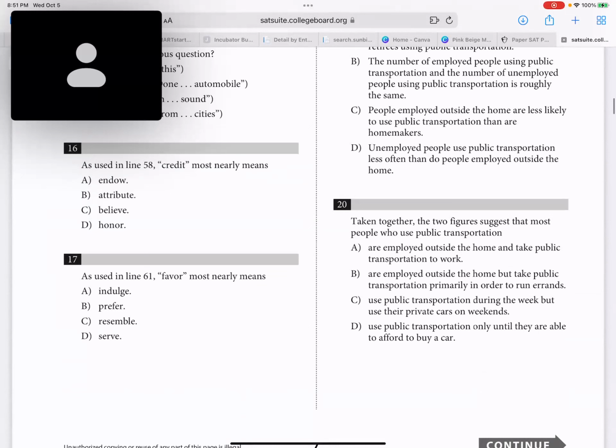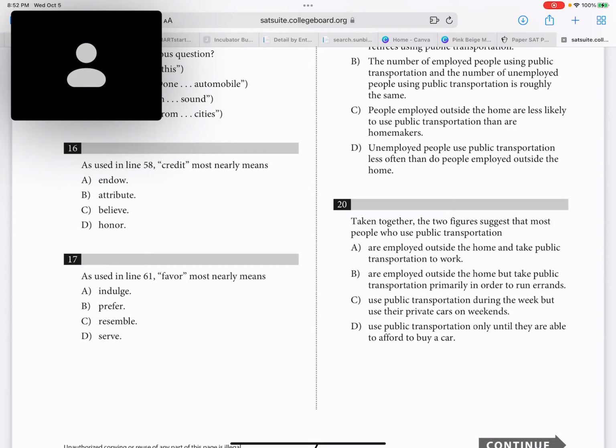All right, let's see. Taken together, the two figures suggest that most people who use public transportation are employed outside the home and take public transportation to work. That's A. B, are employed outside the home but take public transportation primarily in order to run errands. C, use public transportation during the week but use private cars on the weekends, or D, use public transportation only until they're able to afford to buy a car. C and D are definitely out. Absolutely. It makes no mention of week versus weekend, and public transportation only when they have, again, no, a pie chart doesn't talk anything about someone's desire to do something in the end.